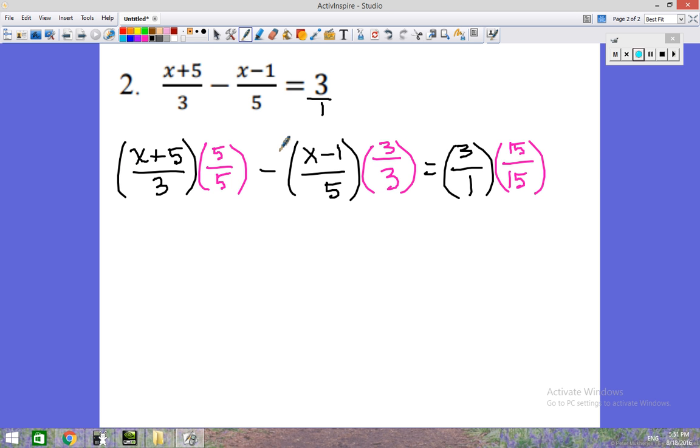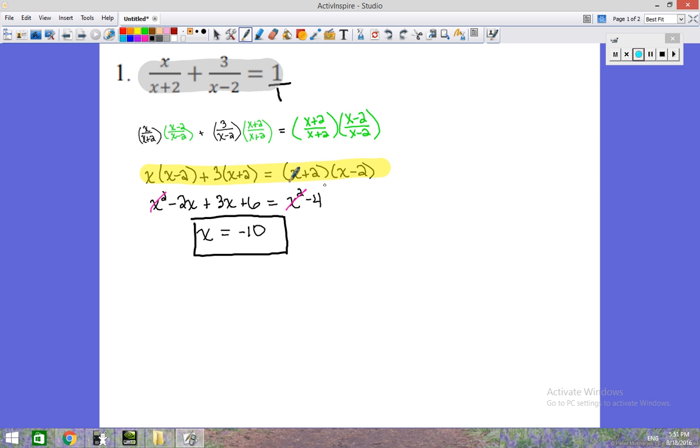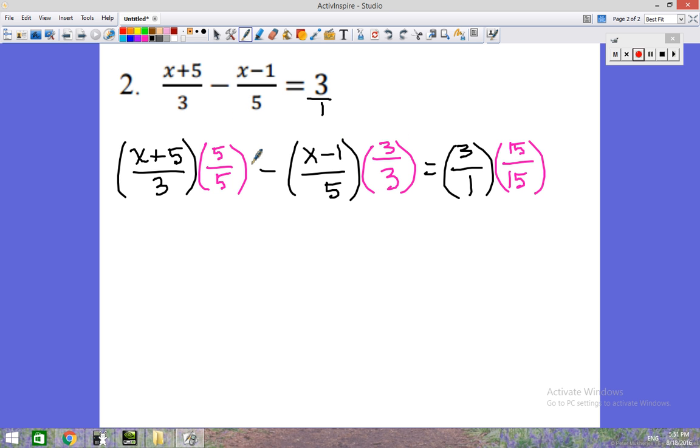And see, when I'm multiplying both sides by 15, that's different than multiplying both sides by a variable. Multiplying both sides by the variable introduces the possibility of extraneous solutions. Multiplying both sides by 15 is not going to introduce the possibility of an extraneous solution. So I'm going to write the 5 first. 5 times x plus 5. Now I do need the parentheses there.